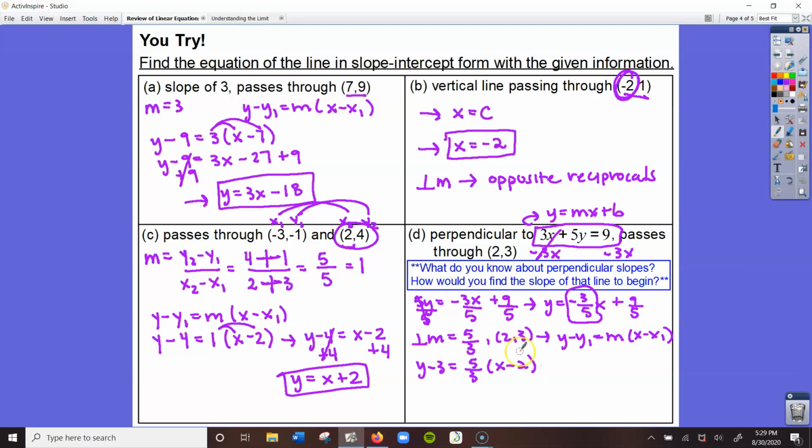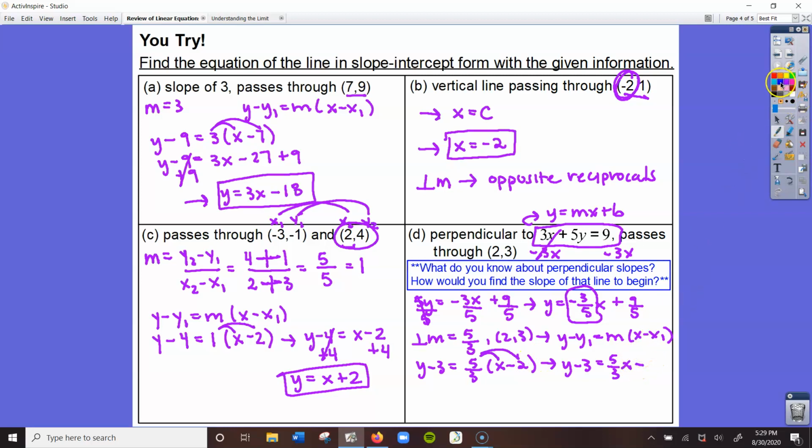Remember, we have two steps. First step, let's distribute. I know that a lot of us see a fraction and we don't like it, but we're going to have to get used to it. So let's see what happens. When you distribute the 5 over 3 to a variable, it's just going to be that fraction with the variable. So the equation so far is y minus 3 is equal to 5 over 3x. Now 5 over 3 times negative 2, I already know it's going to be negative.